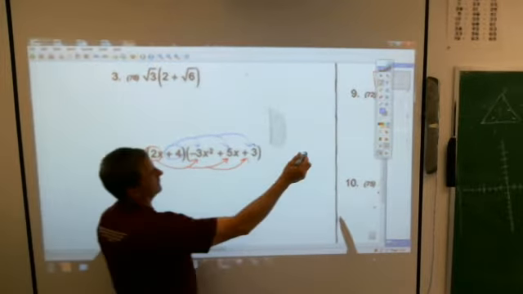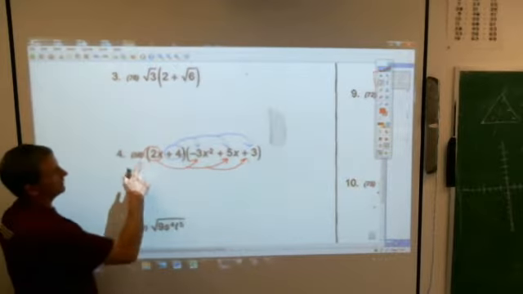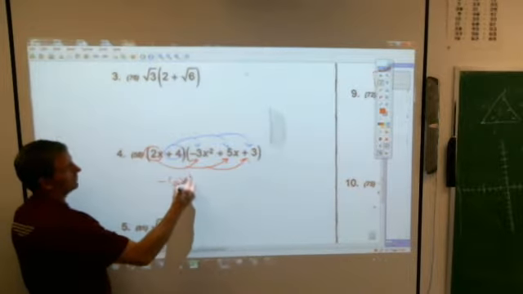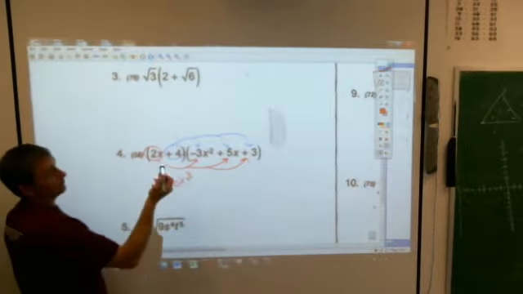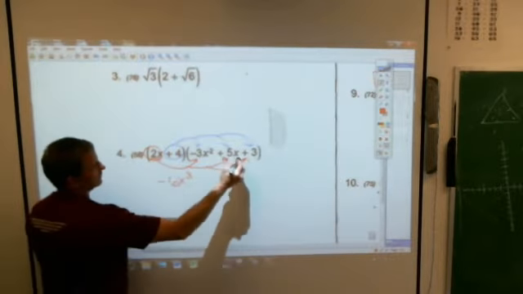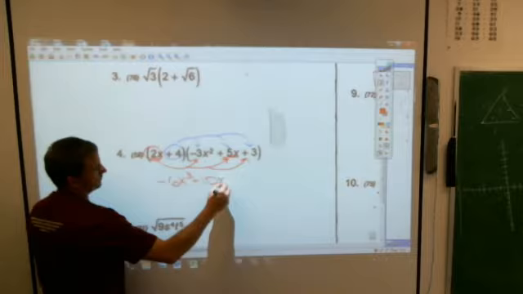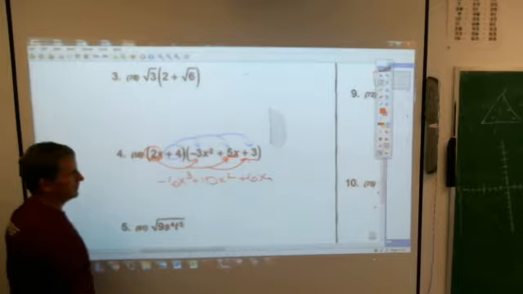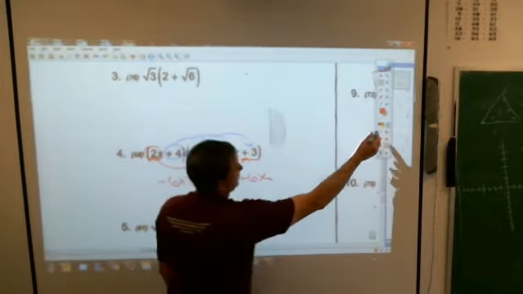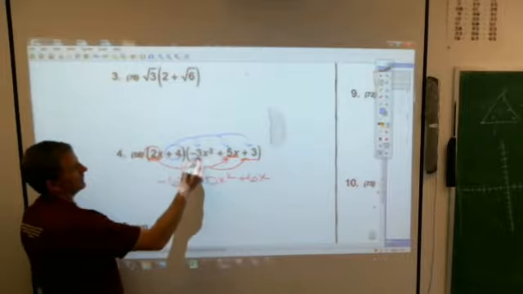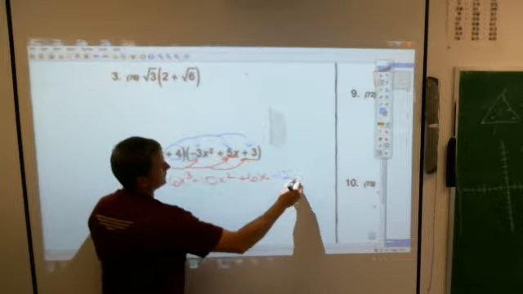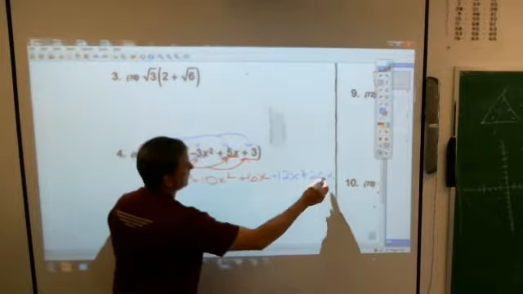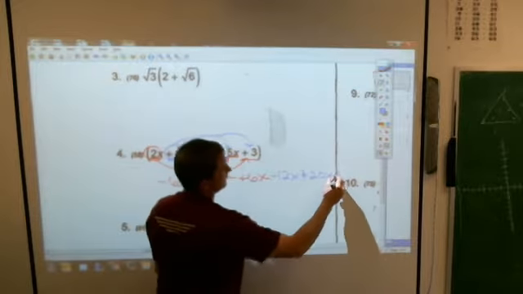So doing the first one, changing back to red, 2x times all of that gives me this, negative 6x cubed. Stop me if somewhere I mess up on you, or if I just mess up by myself. 2x times 5x is 10x squared. 2x times 3 is 6x. Then you got to go and do this. 4 times negative 3 is negative 12x squared. 4 times positive 5 is plus 20x. And 4 times 3 is 12.